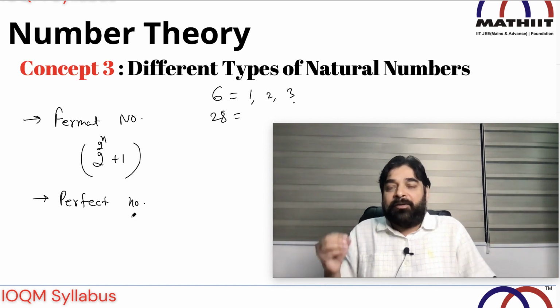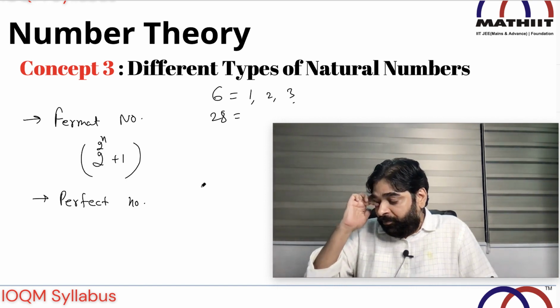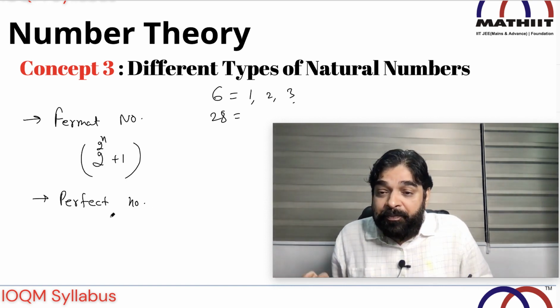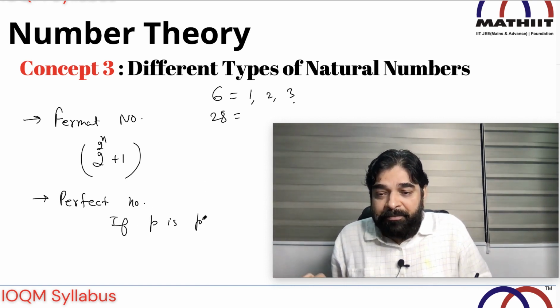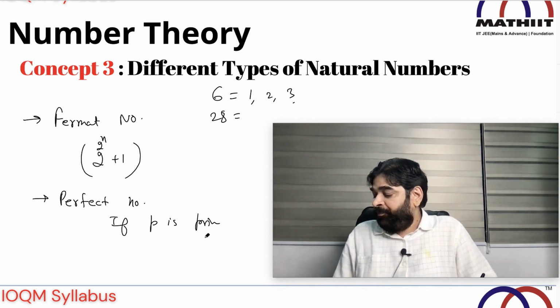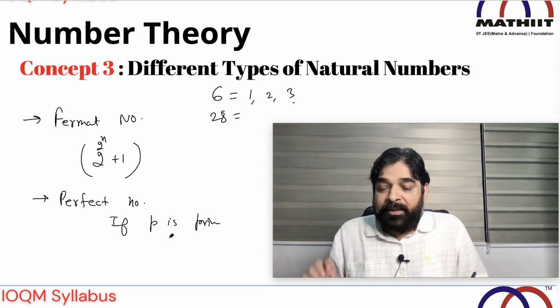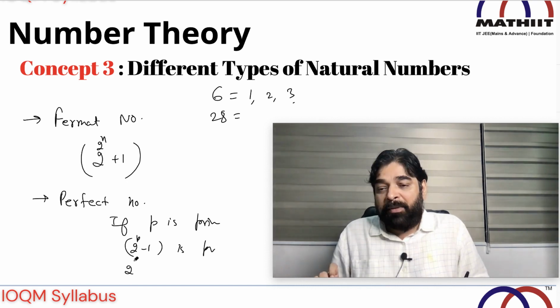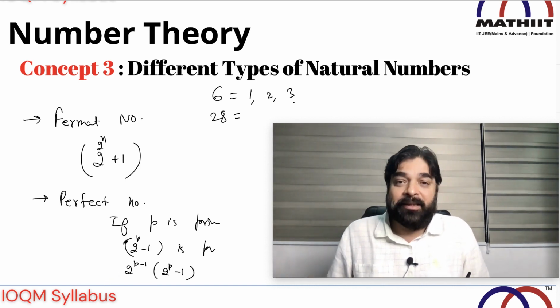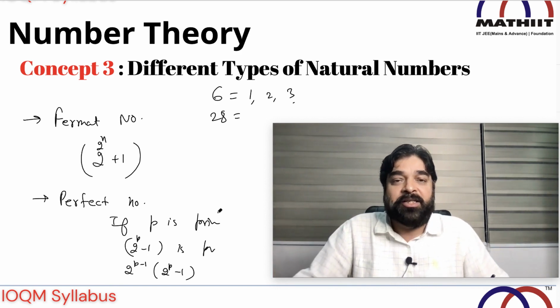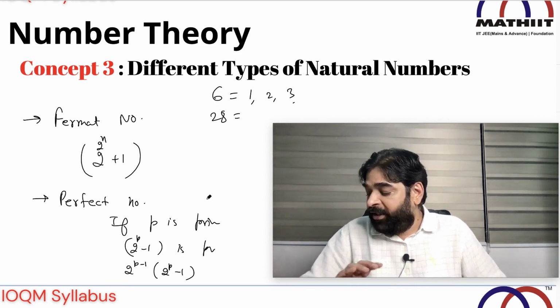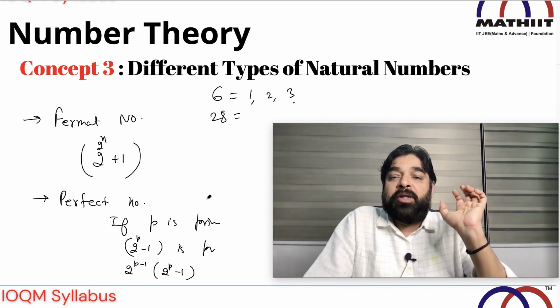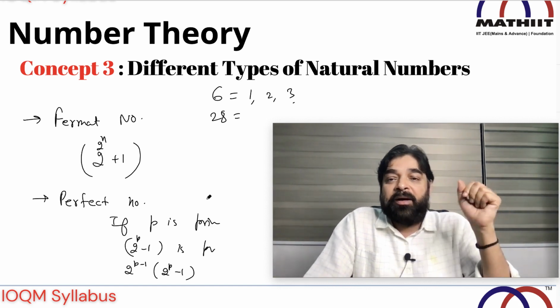There are a lot of concepts. For example, one simple concept I can tell you. If P is prime, and 2 power P minus 1 is prime, then 2 power P minus 1 into 2 power P minus 1 will be a perfect number. Again, it will take at least 10 to 15 minutes to explain all this concept. But there are so many theorems which you have to talk about, how to calculate a perfect number, what is the meaning of it, and other things.